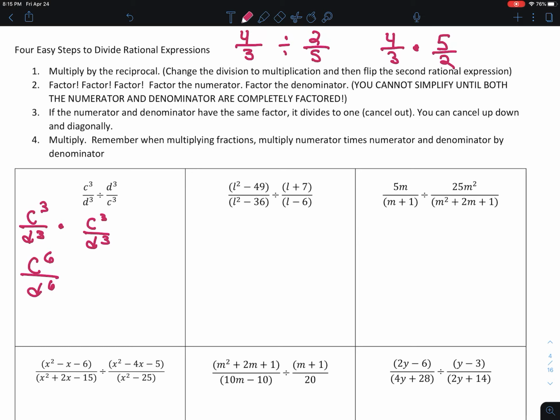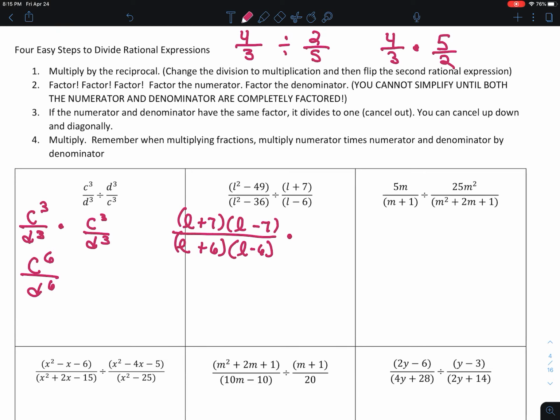All right, so let's try one that's a little bit more complicated. I'm just going to rewrite it. So I have L squared. Well, let me go ahead and factor it, so I don't have much room. I get L plus 7, L minus 7. And on the bottom, because it's also the difference of two squares, I get L plus 6, L minus 6.